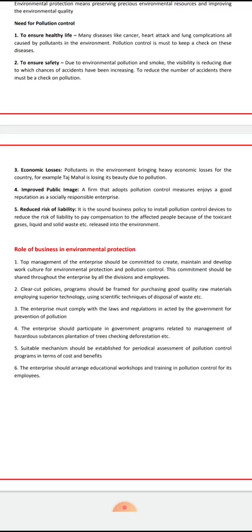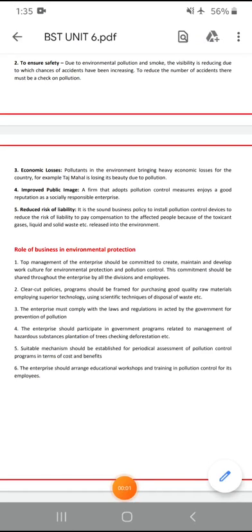And the last one is the enterprise should arrange educational workshops and training in pollution control for its employees. So, students, I hope this topic is clear to you.